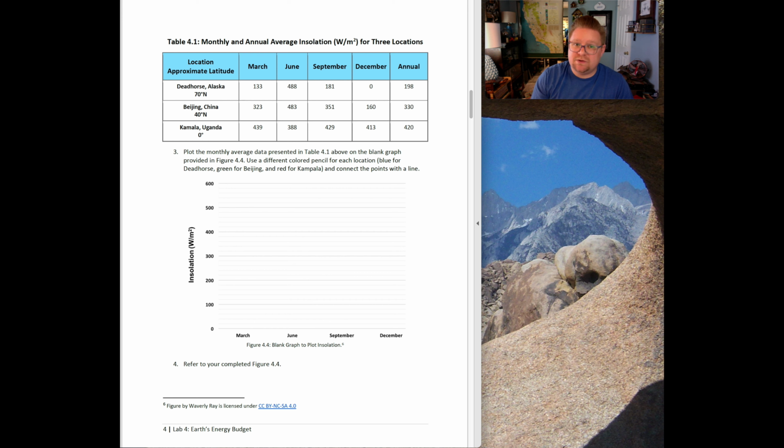What we're going to be able to observe is how the amount of radiation changes throughout the course of the year, because perhaps you've noticed that within this table we have our main months, of which we see our solstices and equinoxes, and then we have our annual totals of radiation that is absorbed. So you'll plot that on this graph here.